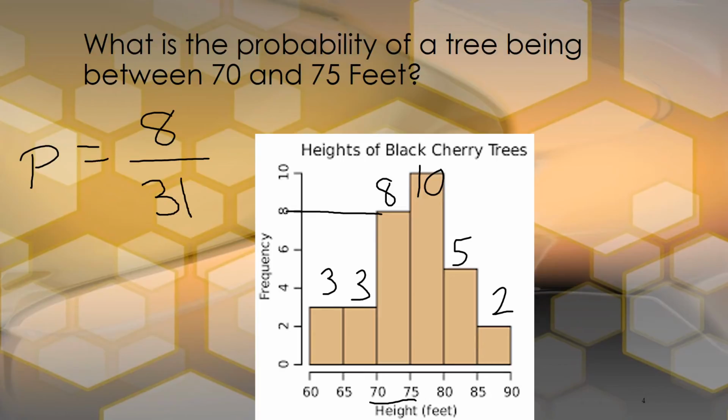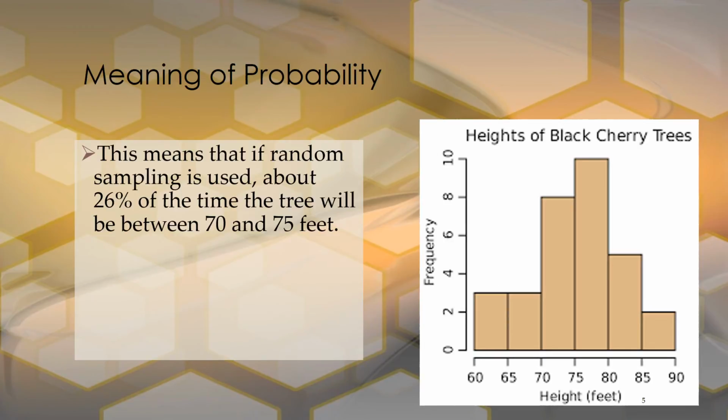So if we divide that, we have 8 divided by 31 equals about 0.26. So what does this mean? This means that if random sampling is used, about 26% of the time, the tree will be between 70 and 75 feet.